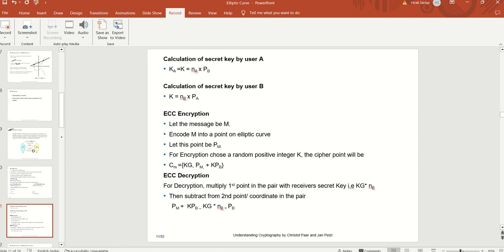Then you have the encryption. Let the message be M. Encode M into a point on the elliptic curve, and let this point be PM. For encryption, choose a random positive integer k. The cipher point will be CM equals kG, PM plus kPB.